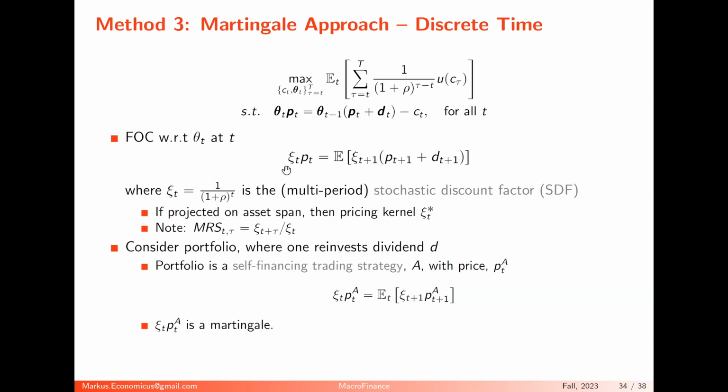Now, this is just our standard Euler equation. You take the first order condition with one particular theta, and you get the SDF times the price of an asset is just the expected value of the SDF from 0 to t plus 1, which brings everything back to time 0, times the price of this asset next period plus the dividend you get. That's the ex-dividend price, and this is the dividend you get. That's a standard Euler equation.